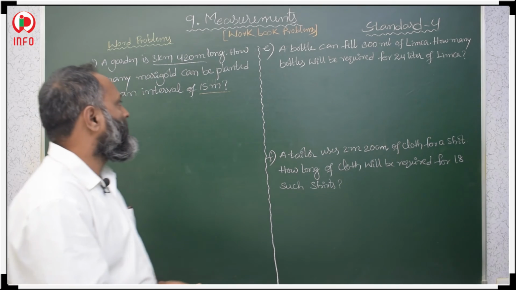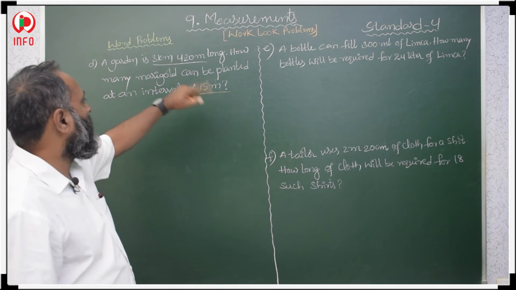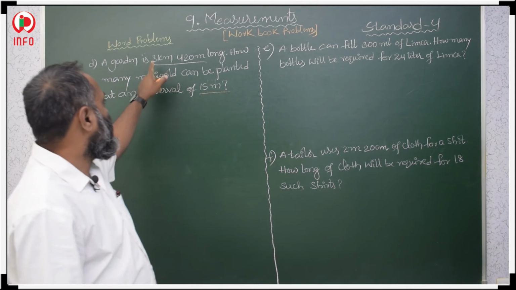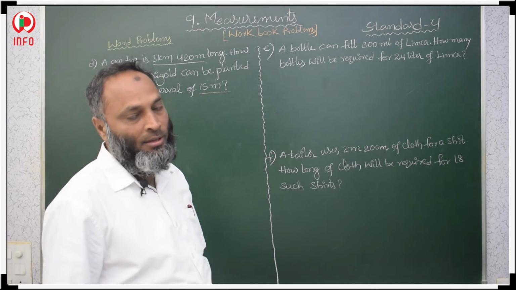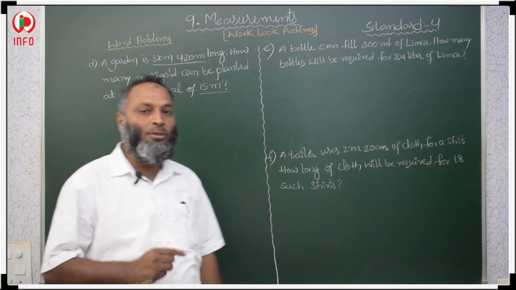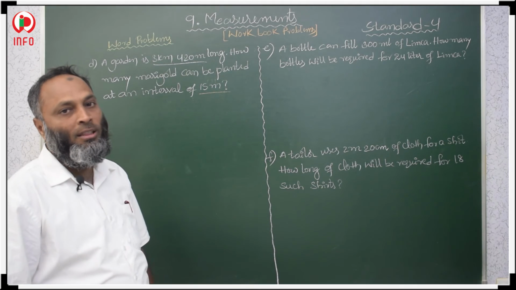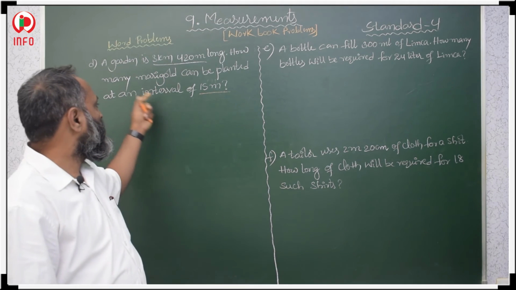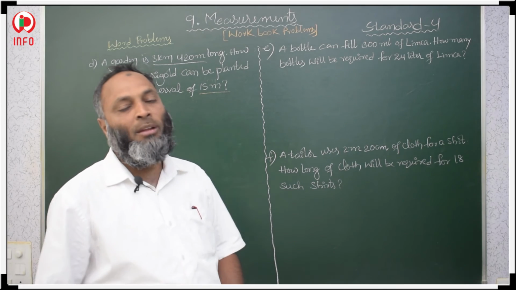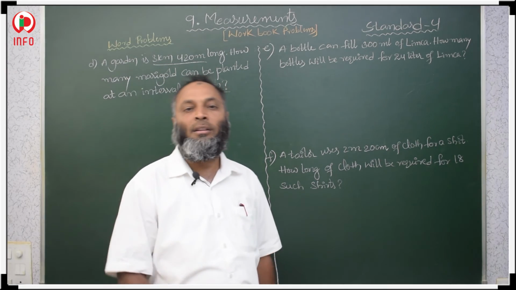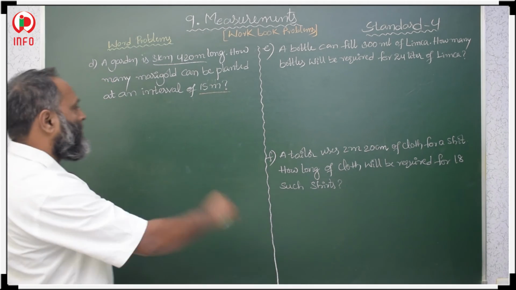Okay. First of all, the total garden length is given in kilometers and meters, so we should convert it into meters first. After getting the total length of the garden in meters, we should divide that by 15 meters. Then you will get how many marigold plants can be planted in that length.